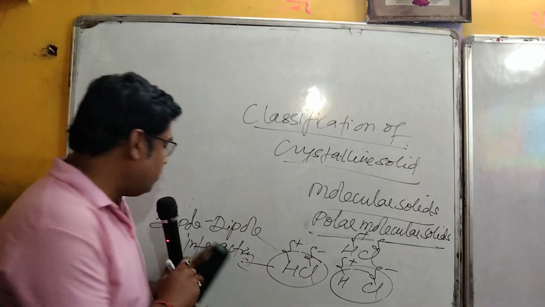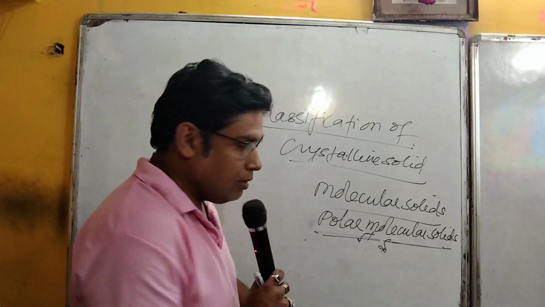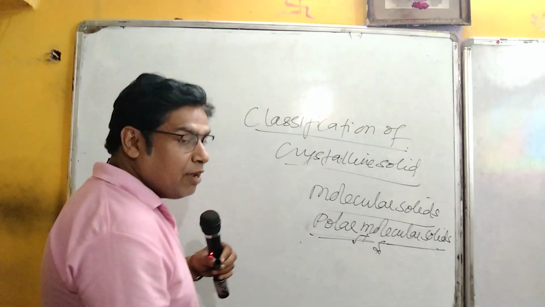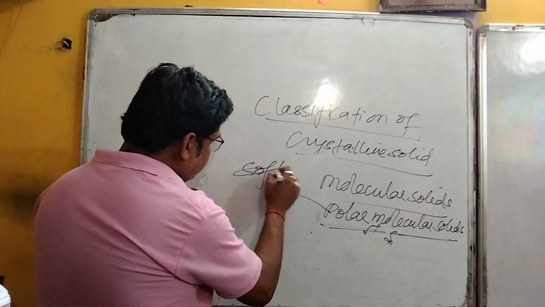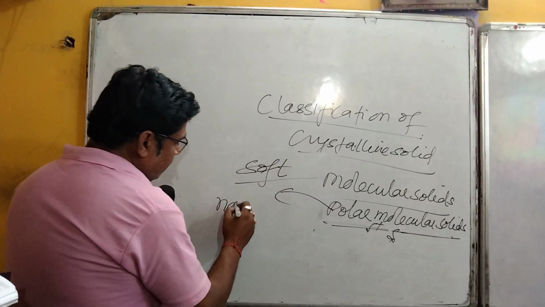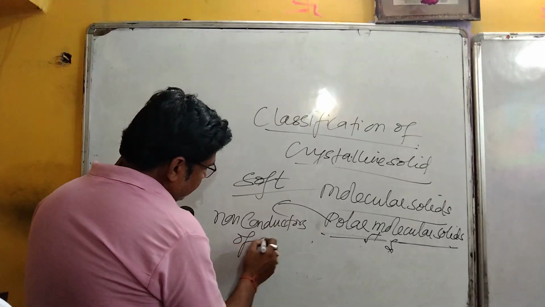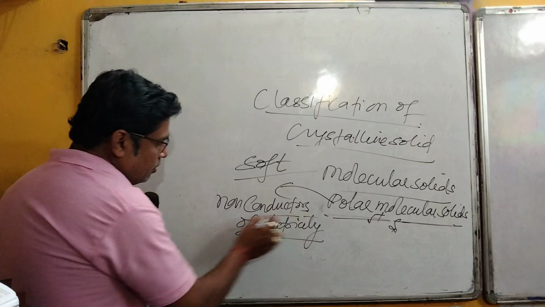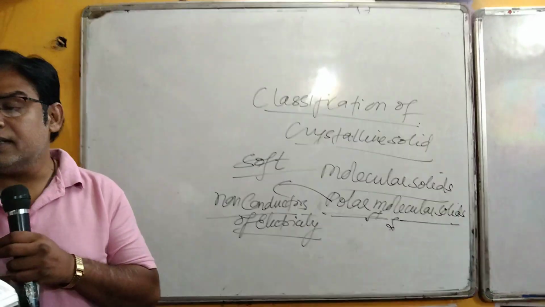तो सबसे पहली है कि यूजुअली they are soft in nature. The first property is that they are soft in nature, and apart from having dipoles, they are non-conductors of electricity. As I told you, they are soft in nature and they are non-conductors of electricity.